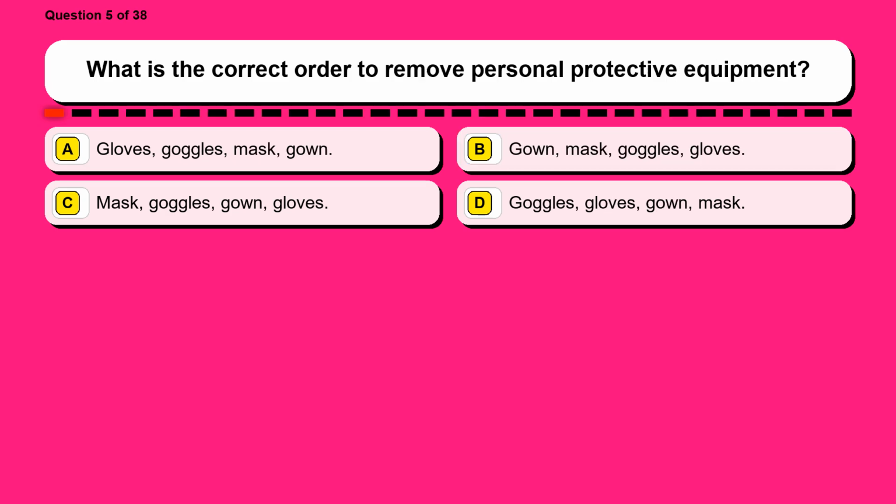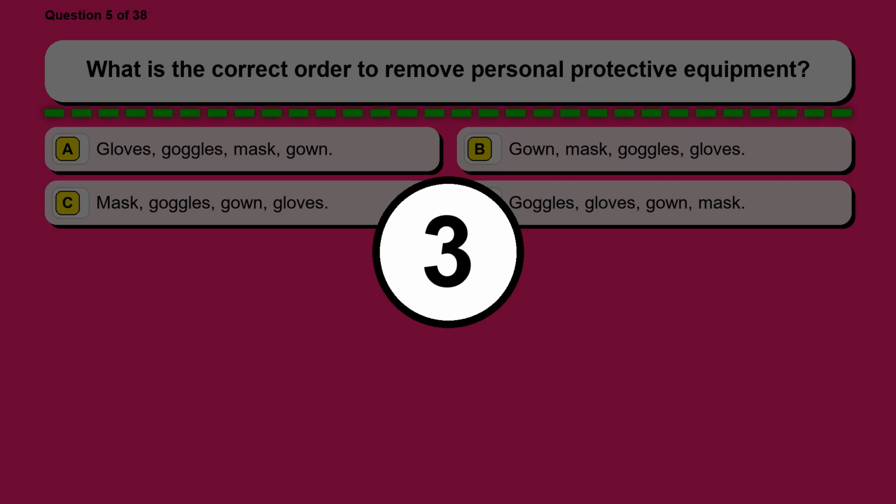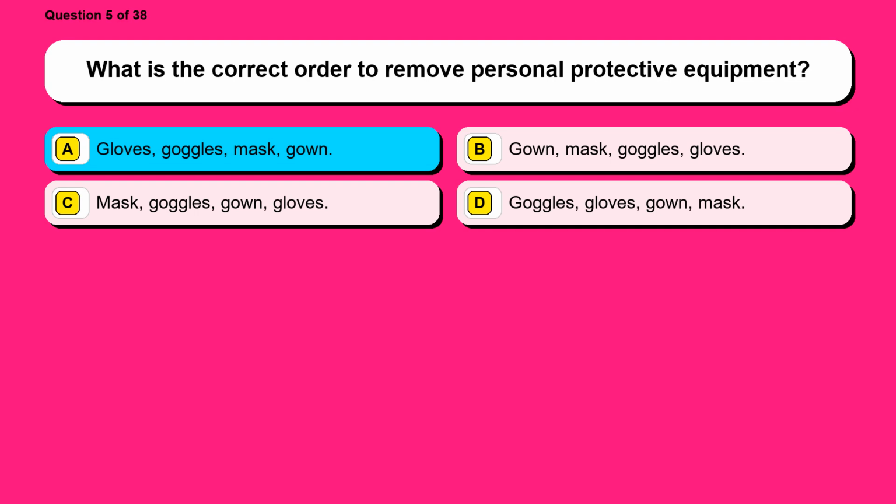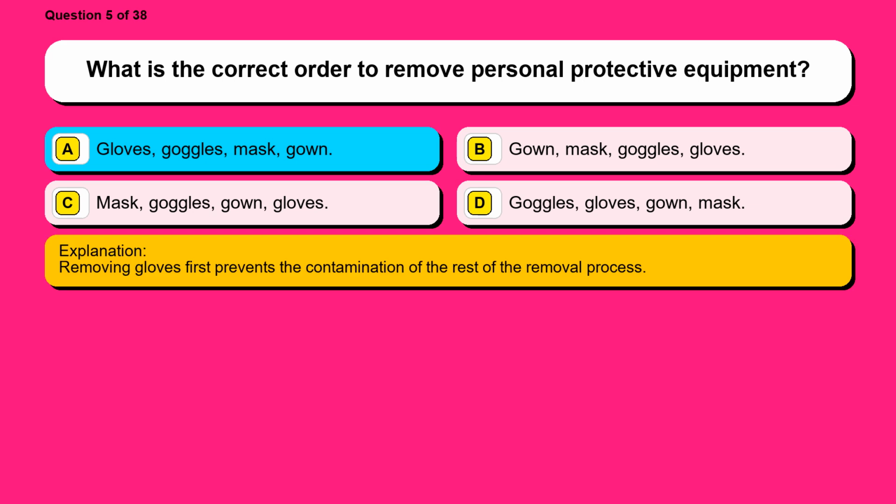Question 5. What is the correct order to remove personal protective equipment? Option A. Gloves, goggles, mask, gown. Option B. Gown, mask, goggles, gloves. Option C. Mask, goggles, gown, gloves. Option D. Goggles, gloves, gown, mask. The correct answer is option A. Gloves, goggles, mask, gown. Removing gloves first prevents the contamination of the rest of the removal process.